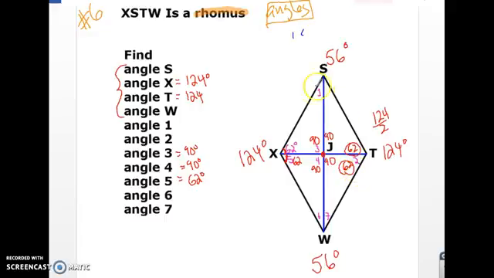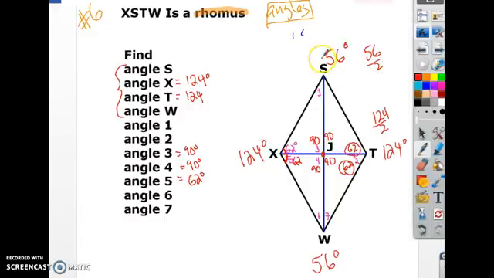Pretty easy to follow. These angles up here are just going to be 56 divided by 2, which would be 28 if I'm not mistaken. 28, 28. These angles here will also be 56 divided by 2, so 28, 28.